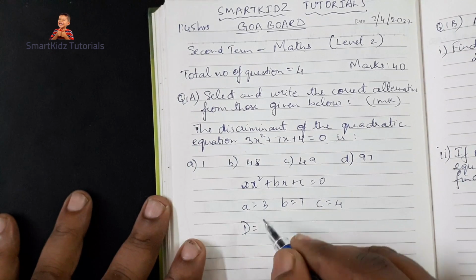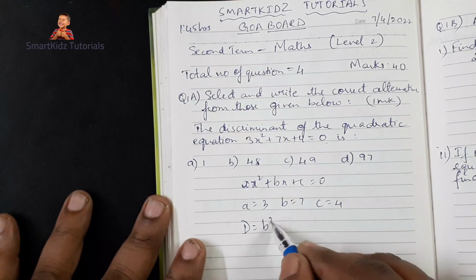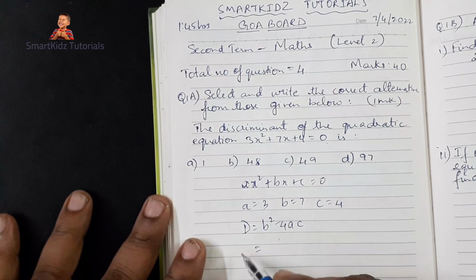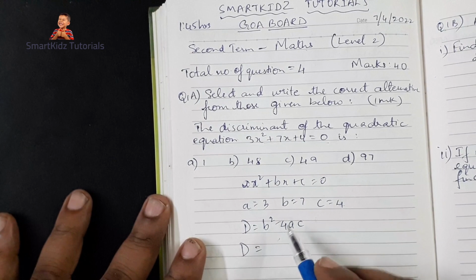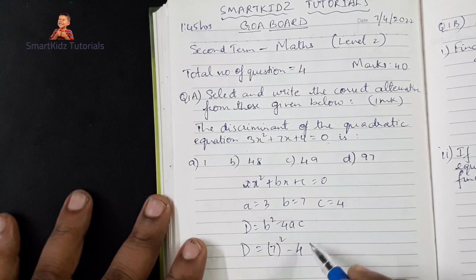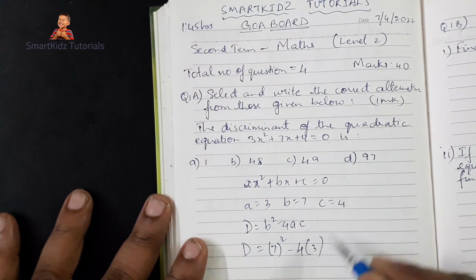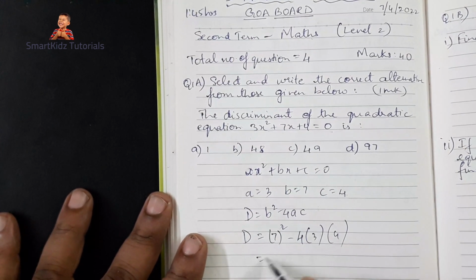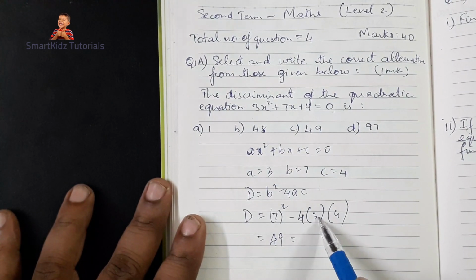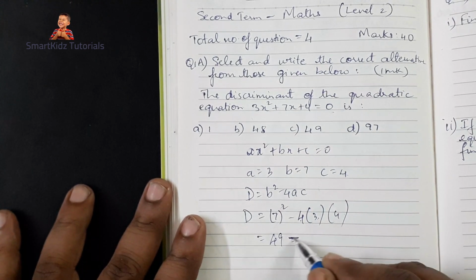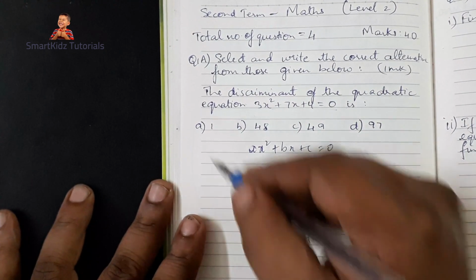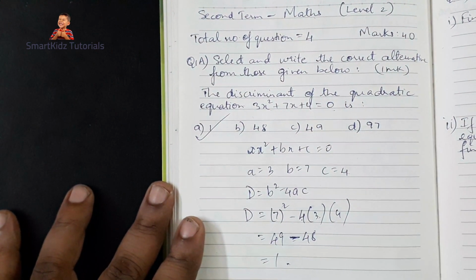Then we use the discriminant formula d equal to b squared minus 4ac, and we substitute these values here. Then d equal to 7 whole squared minus 4 times 3 times 4. 7 squared is 49, and 4 into 3 is 12, 12 into 4 is 48. So 49 minus 48 gives us 1. So discriminant is equal to 1, that means A is our correct choice.